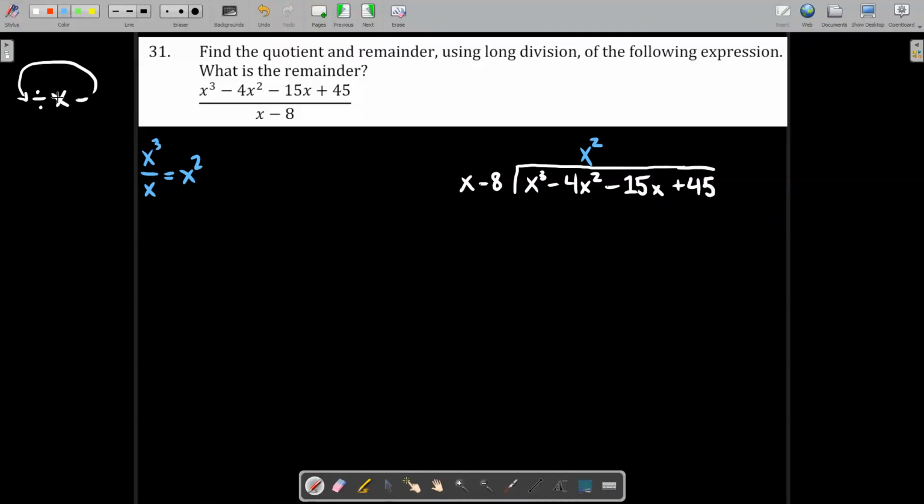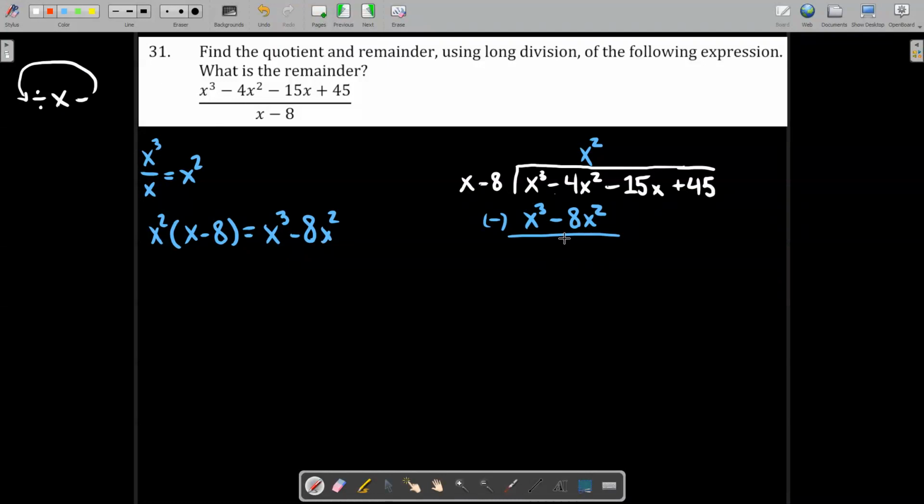Then we move on to the multiplication step, which is to take this quotient and multiply it by the divisor and get the product, and we'll put it underneath the dividend. So x squared times x minus 8 equals, hippity-hoppity, x cubed minus 8x squared. So that's going to go down here, x cubed minus 8x squared, and that is the multiplication step. Then we're going to move on to the subtraction step, which is we subtract this product from the dividend.